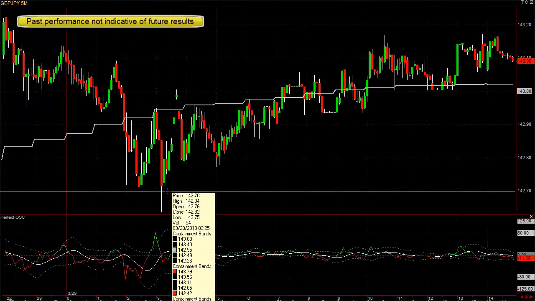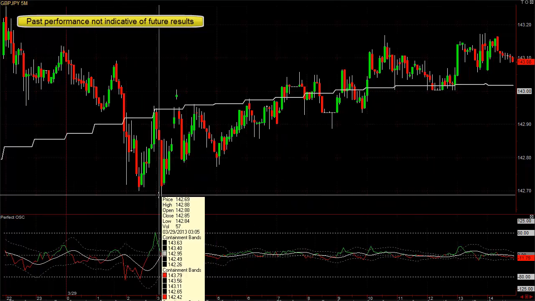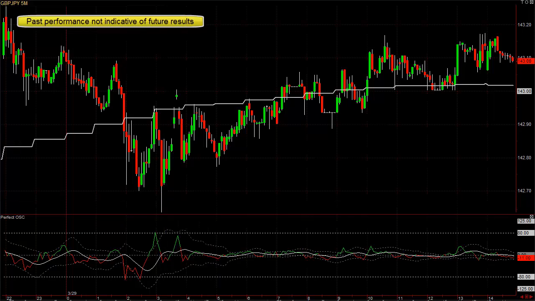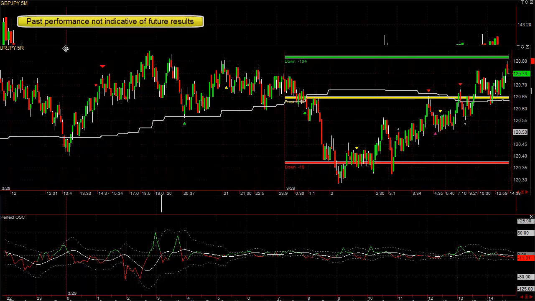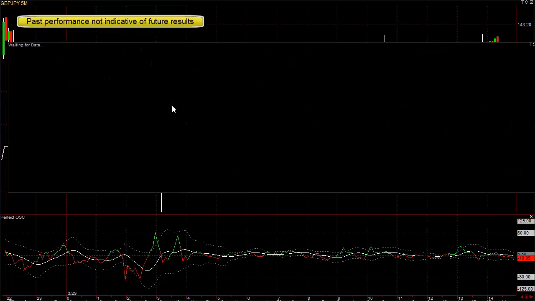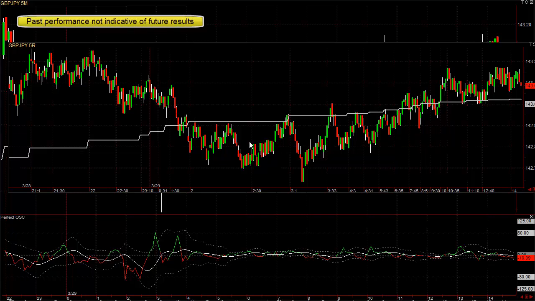Zoom in on this, and here's 305. Here's 315. And this is another perfect example of why we'd want to use a range chart, because unlike a 5-minute bar, which could be 30 pips in distance, a range chart is however many pips you set it to, and this one's a 5 pips per bar chart.